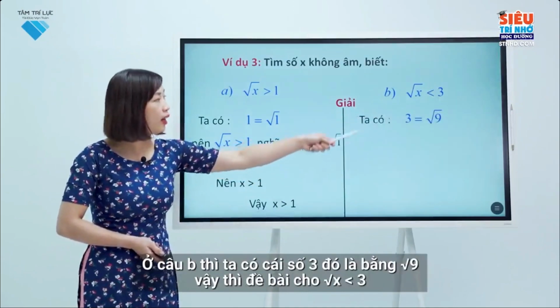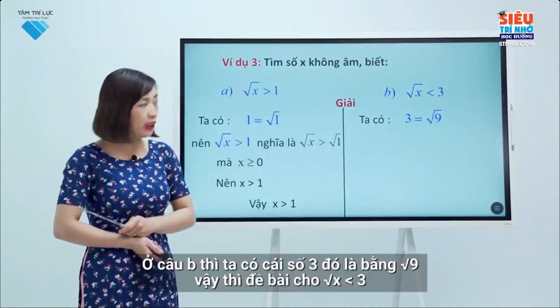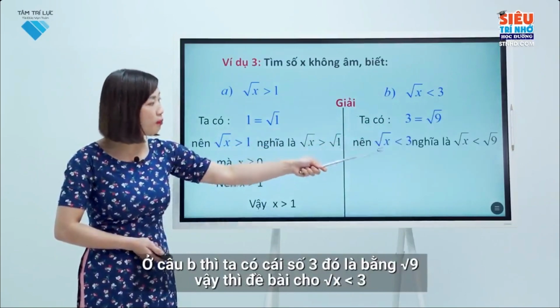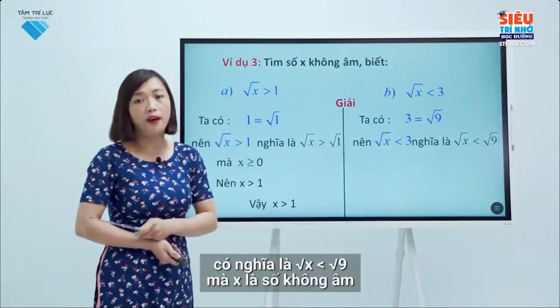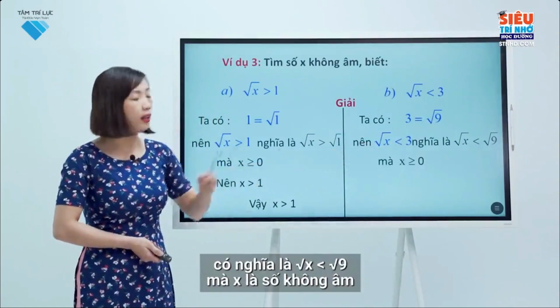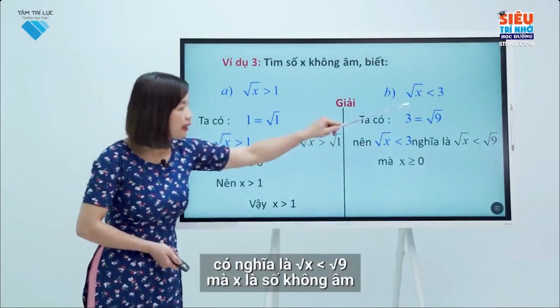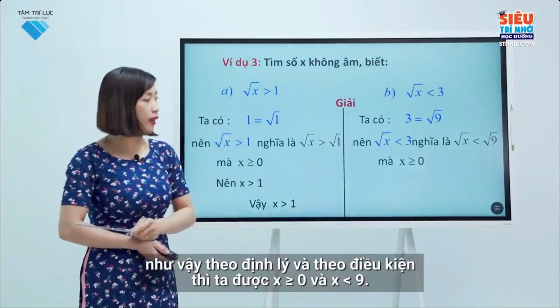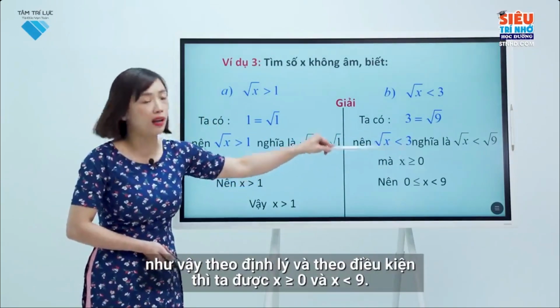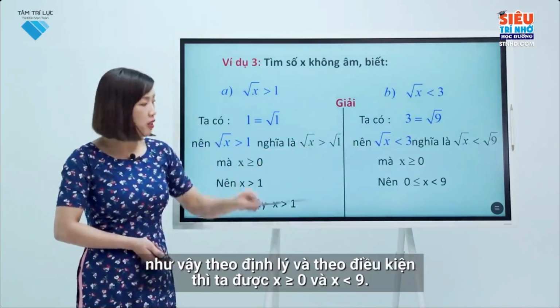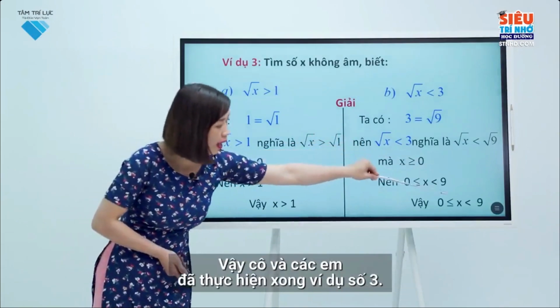In question B, we have 3 equals the square root of 9. So the problem asks the square root of x is less than 3, which means the square root of x is less than the square root of 9, where x is a non-negative number. So according to the theorem and the condition, we get x is greater than or equal to 0 and x is less than 9. So we finished example 3.